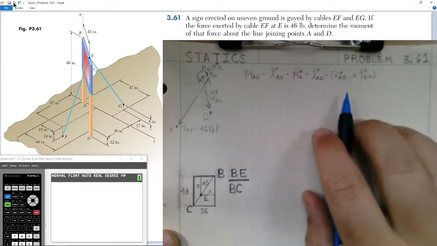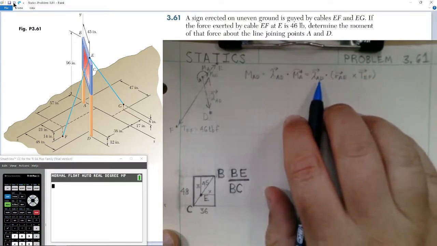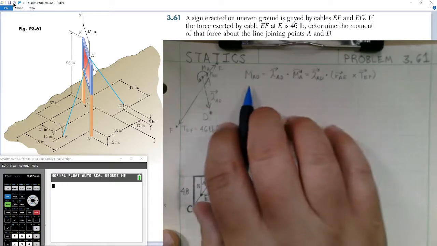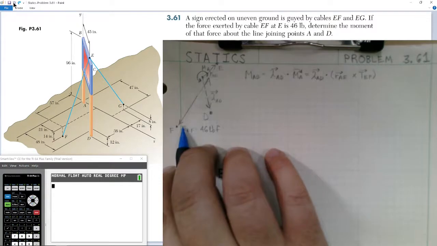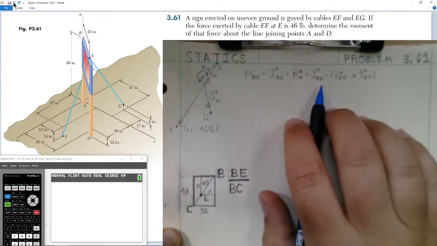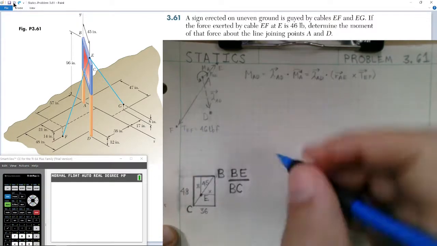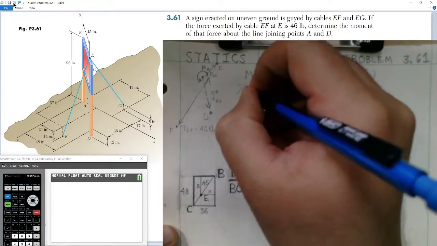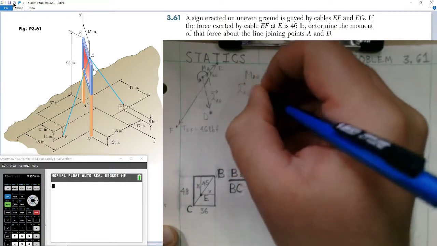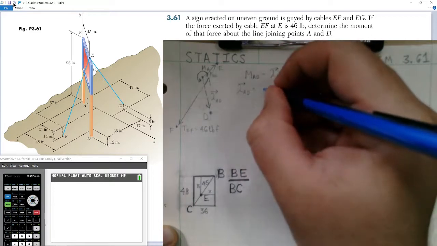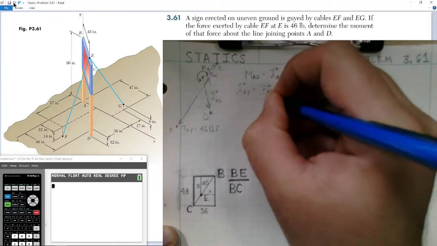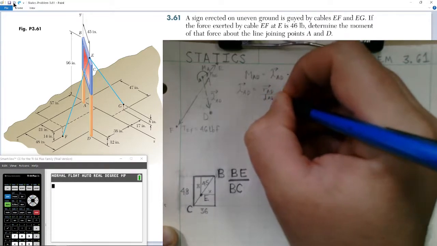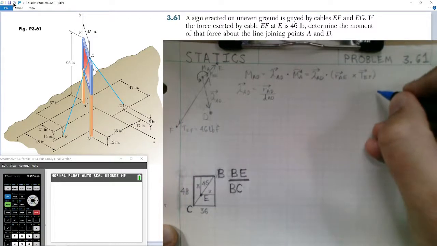So we have our setup right here for our three main values we need to find in order to compute the moment about axis AD due to the tension at point E going to F. Our first component, we'll find the unit vector going from A to D. We know our equation for the unit vector from A to D is equal to the position vector from A to D divided by the distance from A to D, the magnitude of the position vector. So first we'll go ahead and find the position vector going from A to D.